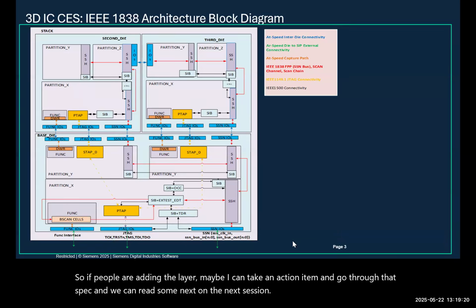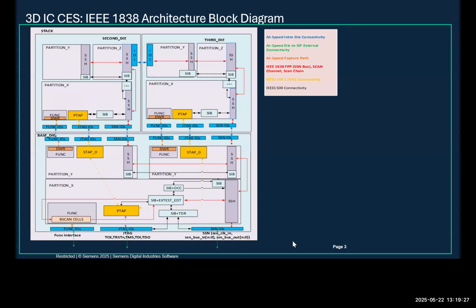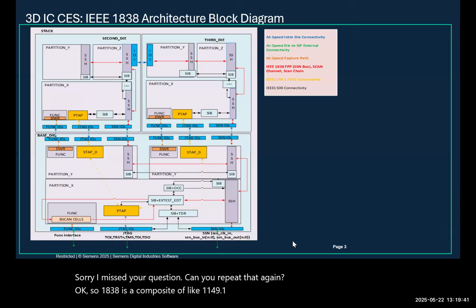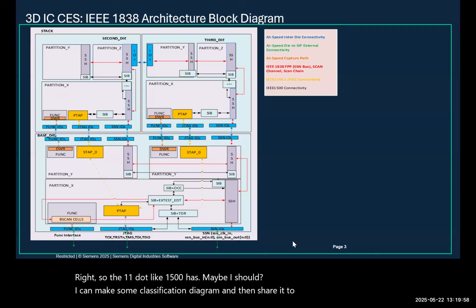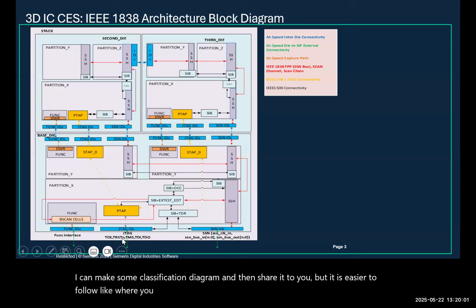Tell me again about the difference between 1838 and 1500. Sorry, I missed your question. Can you repeat that? What is the difference between 1838 and 1500? Okay, so 1838 is a composite of 1149.1 and 1500. I can make a classification diagram and share it with you. It is easier to follow, where you see the JTAG and then there is a parallel bus. These two together create that 1838 wrapper.